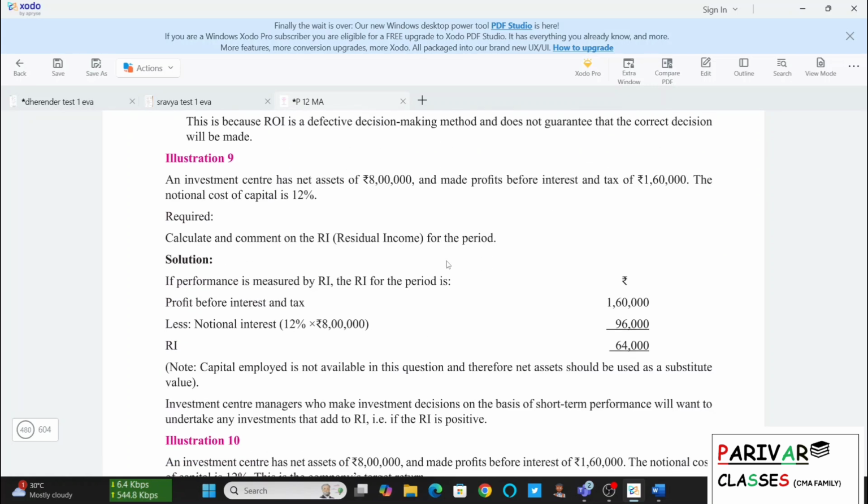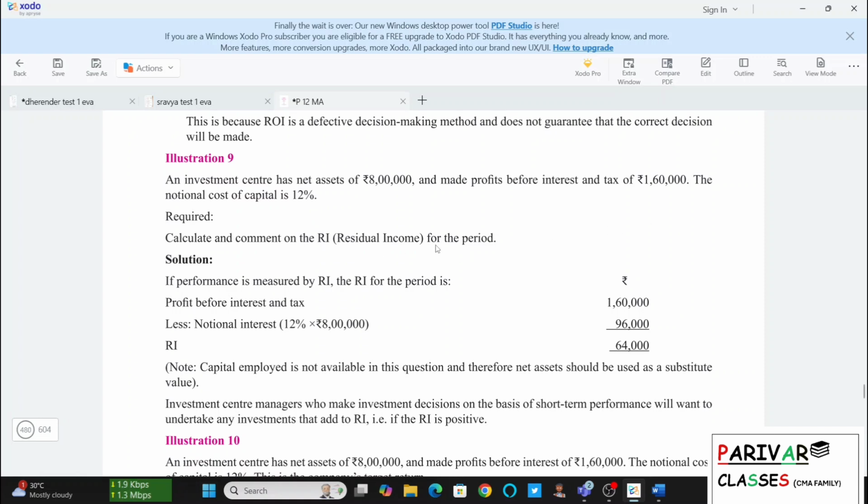Now let us move to illustration 9. An investment center has net assets of 8 lakhs, made profit PBIT of 1 lakh 60,000, cost of capital 12 percentage. Comment on the RI.